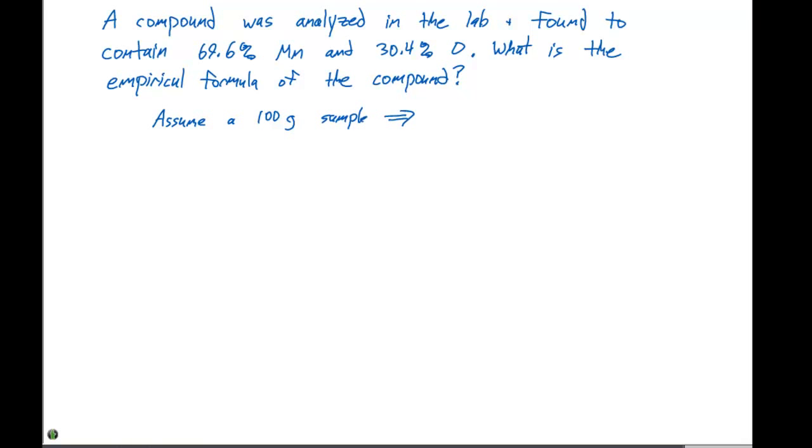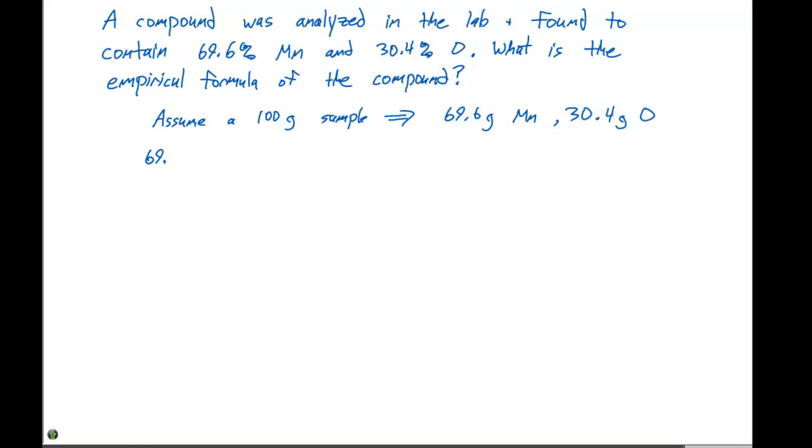If this is the case, we will have 69.6 grams of manganese and 30.4 grams of oxygen. So the next step is to convert each of these quantities in grams over to moles, because when we list a chemical formula, it lists the ratio of moles present.